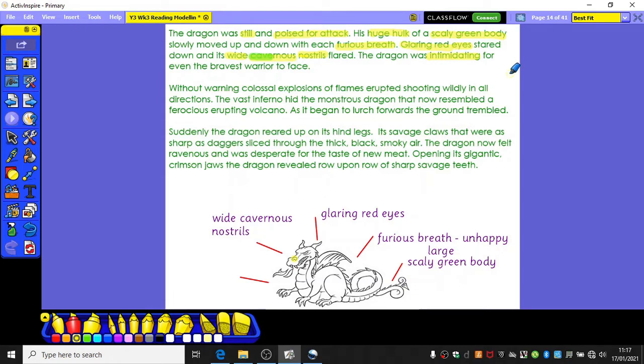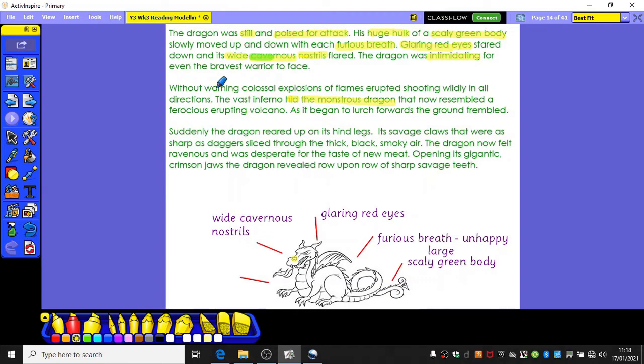Let's read the next paragraph. Without warning, colossal explosions of flames erupted, shooting wildly in all directions. The vast inferno hid the monstrous dragon that now resembled a ferocious, erupting volcano. Okay, so what have I told about the dragon? That second sentence got the dragon in it, the monstrous dragon. Okay, and he's hid behind something. He's hid behind what now looks like an erupting volcano.